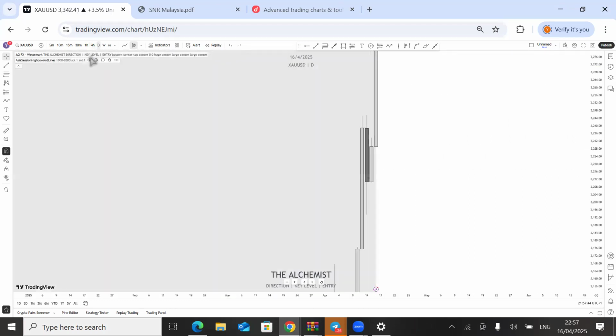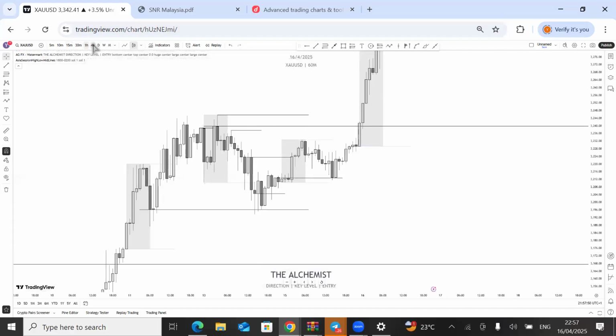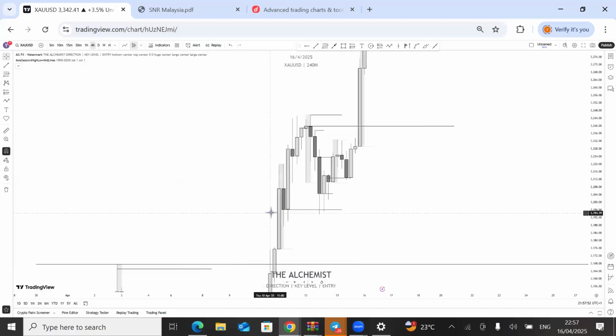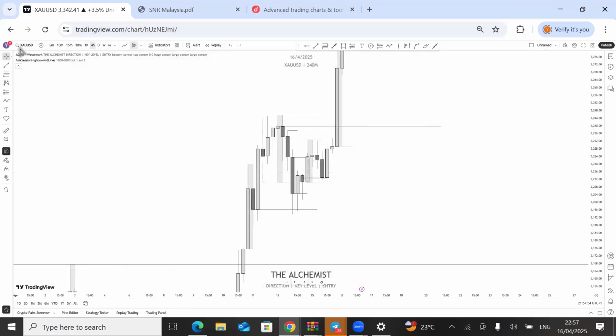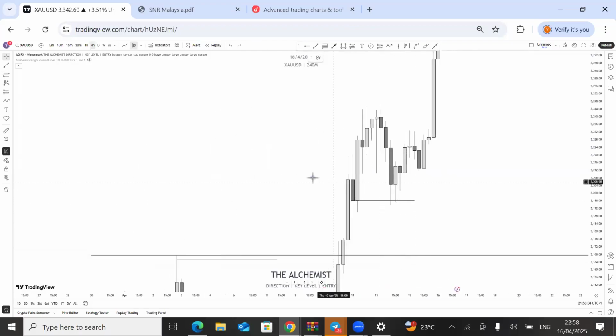Let me see. Was it daily? 1 hour. 4 hour. Let me see. We didn't actually notice price was doing something here. Let me take everything here off. We could actually take this trade because it was a very nice buy.